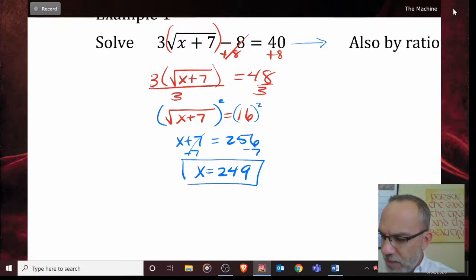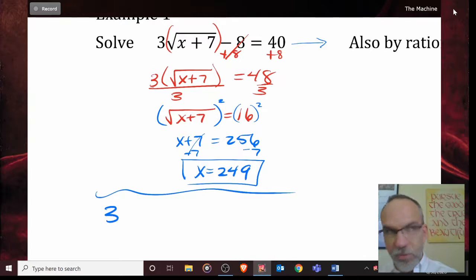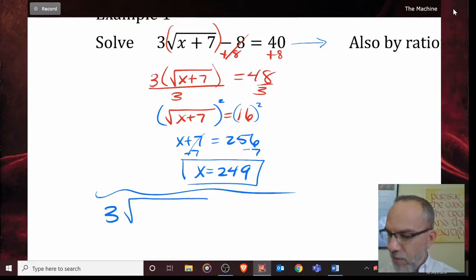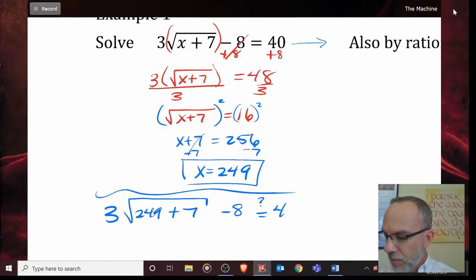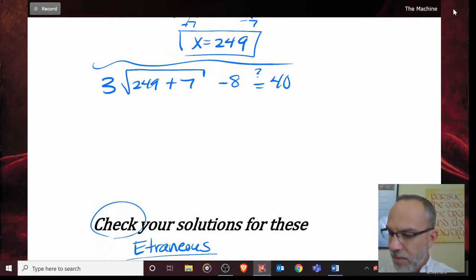Okay, so just for the education aspect of it here, I'm going to check this one. How do I check it? I just plug it back in the original. Is 3 times the square root of, replace x with its value, 249 plus 7 minus 8, and then my radical ends, equal to 40? So now I'm checking this.